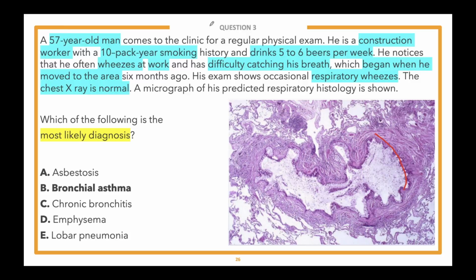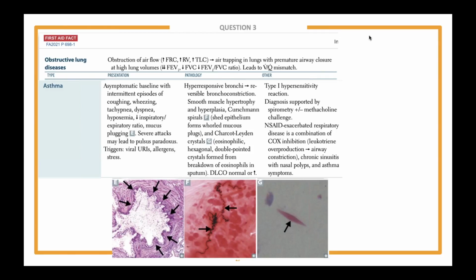And on the next slide, Sean's gone ahead and pulled up a table talking about asthma as an obstructive lung disease. So that history, that presentation fits pretty well. Intermittent episodes of wheezing, shortness of breath. And then pathology, hyperresponsive bronchi. You can see smooth muscle hypertrophy, which is what we saw. And you can actually see what they're pointing to, it was that same image, some of that smooth muscle hypertrophy, and those arrows are pointing to a lot of the mucus as well.